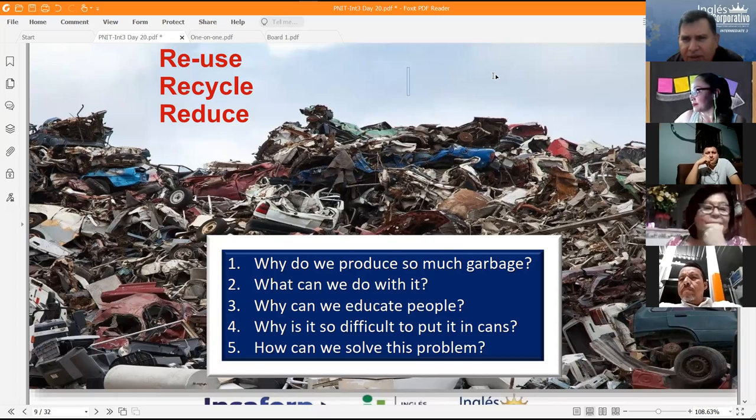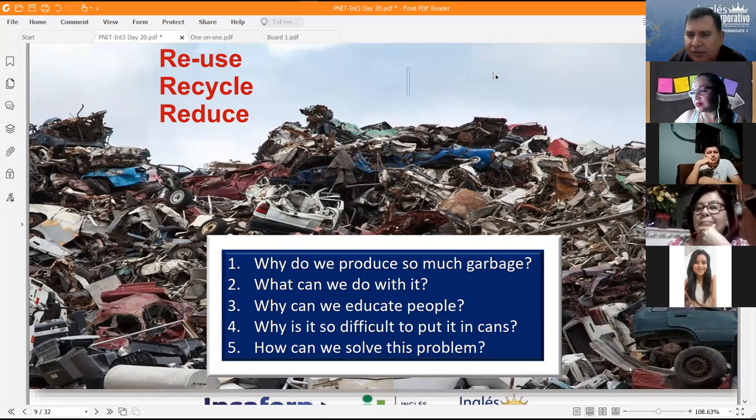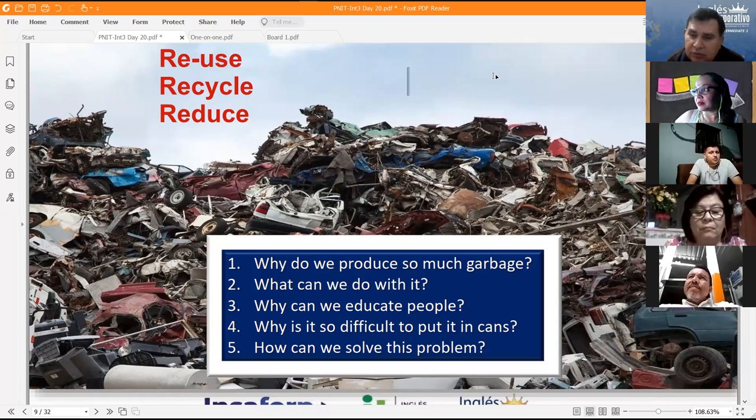Many people study ecology, and they know about the problem of garbage, or ecology, but they don't care. I think, teacher, many people in the world do the same. Yes, it's true. I think it is general education. First, the state, after the people.